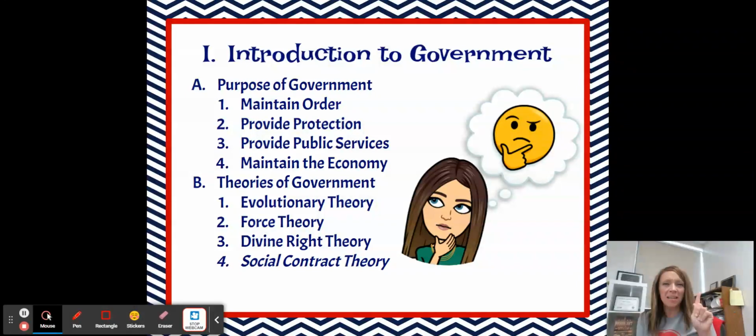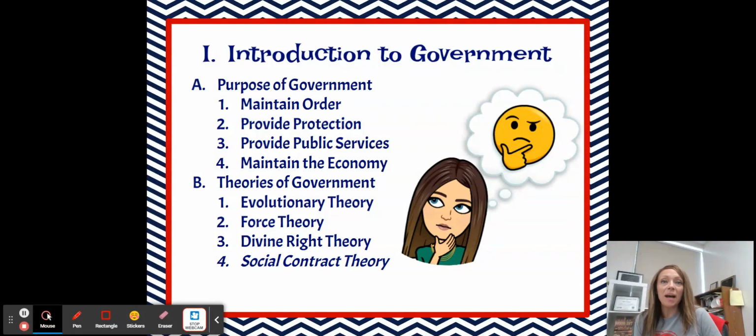How does our government maintain order? Well, by passing laws and enforcing those laws, they maintain order to ensure that our rights are protected. Number 2, they provide protection. Like I said in class, when we're talking about this function of government, we're talking about providing protection, like militarily. So protecting us from outside threats.